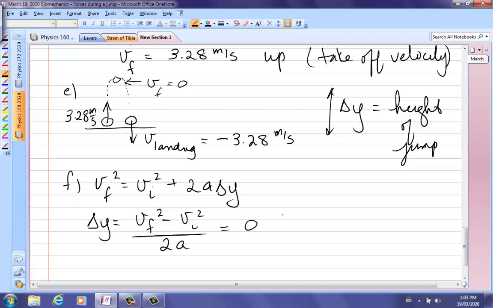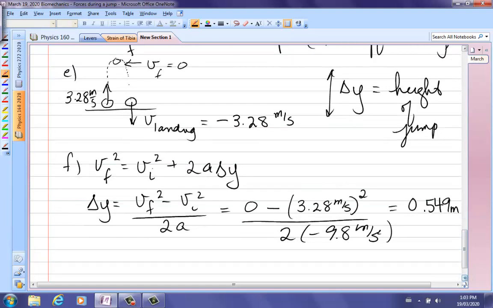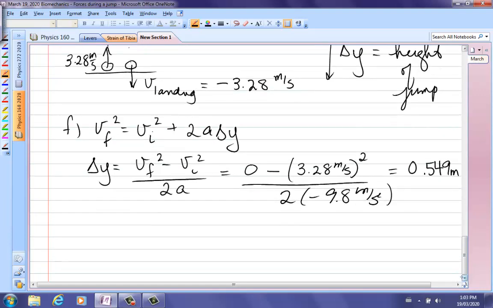So at the top, velocity 0, the ground, 3.28 squared, acceleration while you're in the air, negative 9.8. And so height of the jump would be only 0.549 meters. Okay, not terrifically high, but nice jump. Okay, G. How long did the landing take as she brought herself to rest? Now we can see from the graph that it's pretty quick.